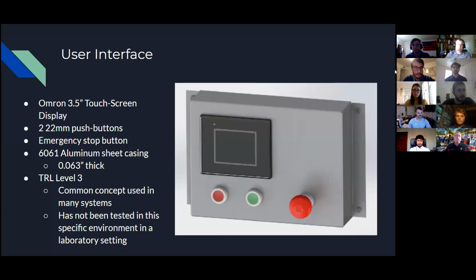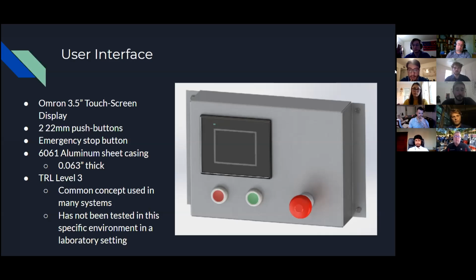The last subsystem we're discussing today is the user interface subsystem, which was designed with intuitiveness in mind. This explains why there are only 4 main components on the main panel, the biggest being the Omron 3.5-inch touchscreen LCD display. Below this are 2 22mm push buttons that were envisioned to start and pause the machine. There's also an emergency stop button in the bottom right of the picture.